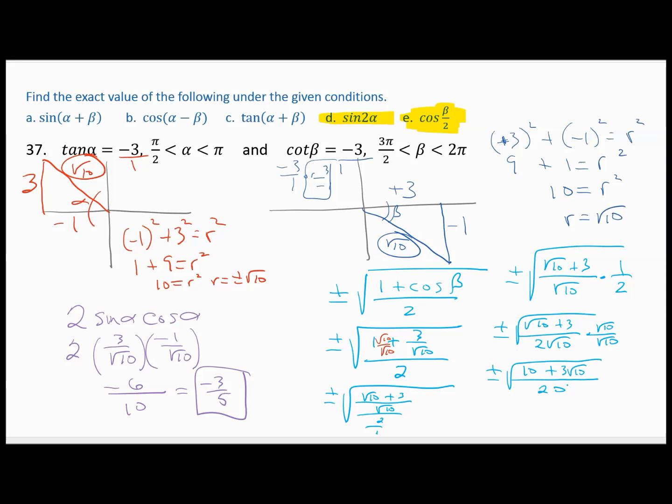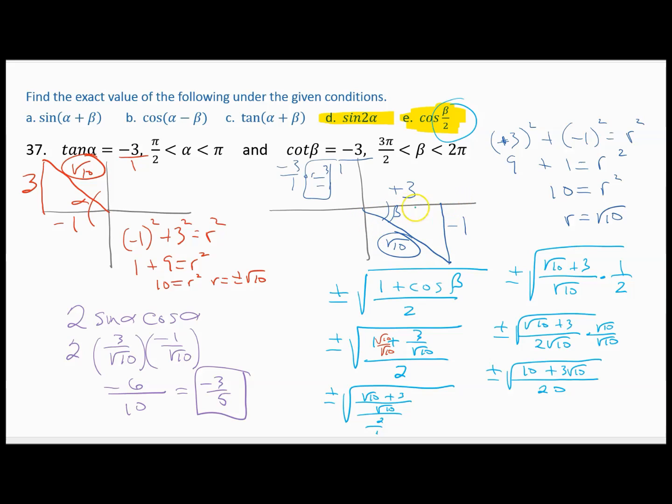We do need to reduce if we can, which I don't think we can, and then we need to decide whether our answer is positive or negative. Now remember, we are in quadrant 4. So half of quadrant 4, you have to think about where that is going to take you. Half of quadrant 4, because we're doing beta, which is in quadrant 4, divided by 2.